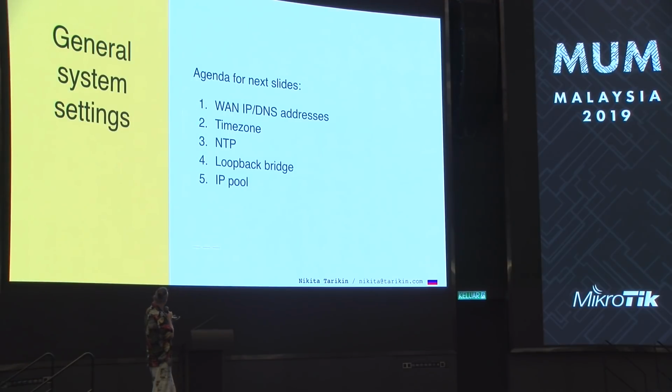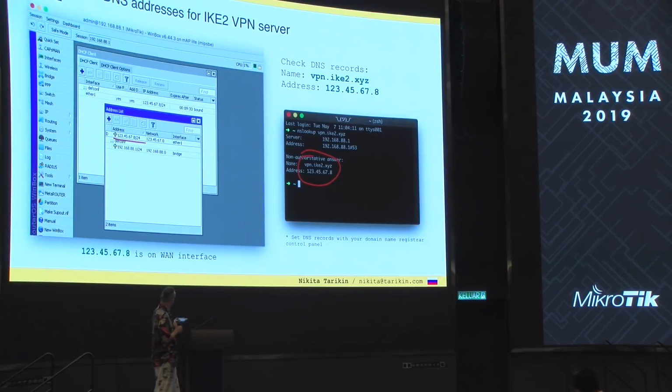Let's go for general system settings. You need to set up one IP address with a public DNS address for your VPN router. You must set time zone and NTP. I will show you.